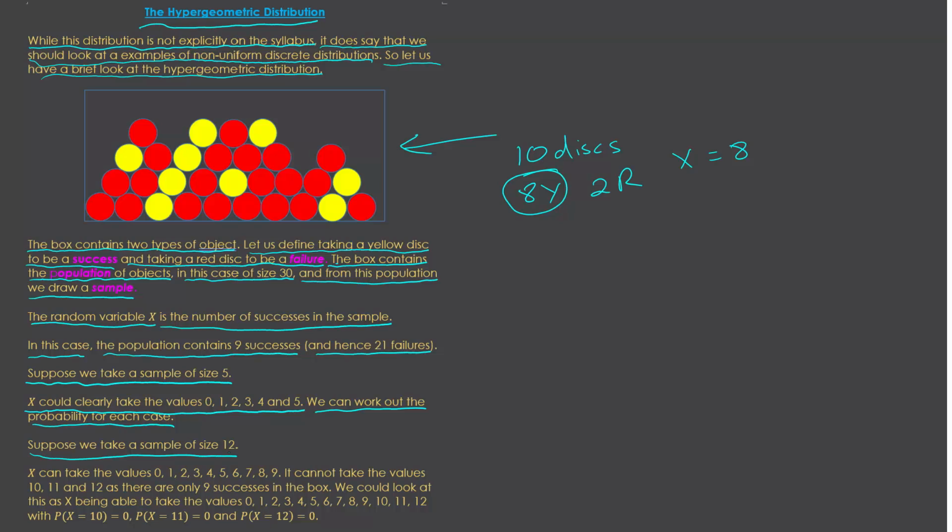But suppose we took a sample of size 12. We only have the 9 yellows. So X could only take the values from 0 to 9. It cannot take the values 10, 11 and 12 as there are only 9 successes, i.e. yellow disks, in the box. We could look at this as X being able to take the values 0 through to 12 with the probability of X being 10 or 11 or 12 all being 0.